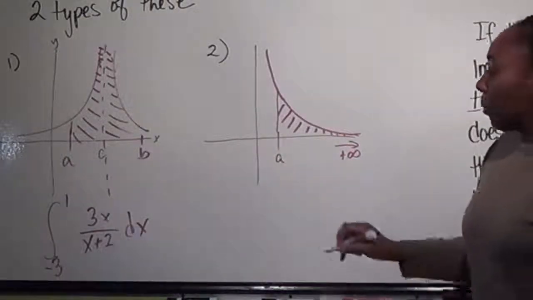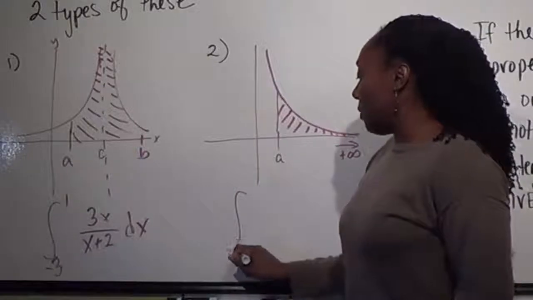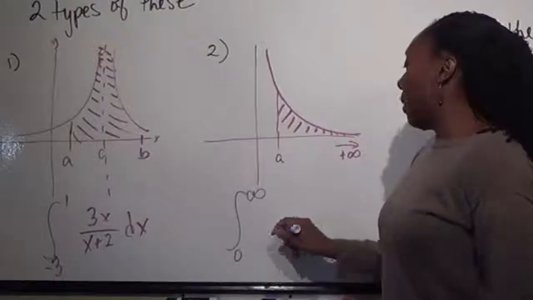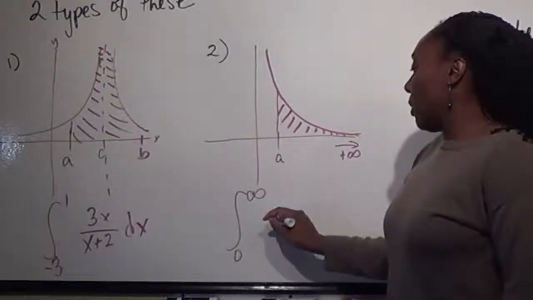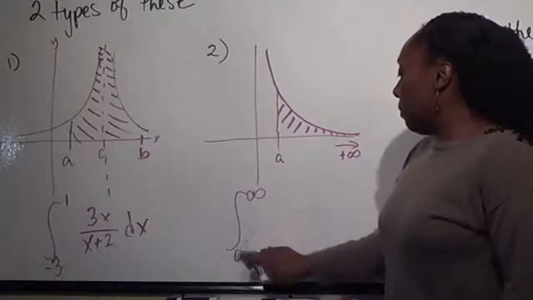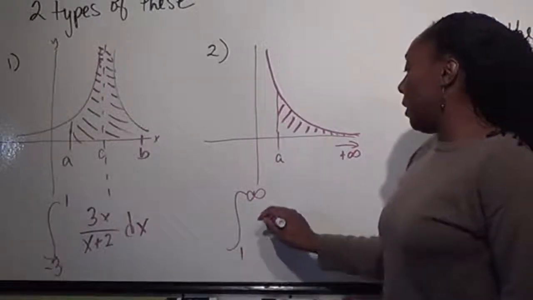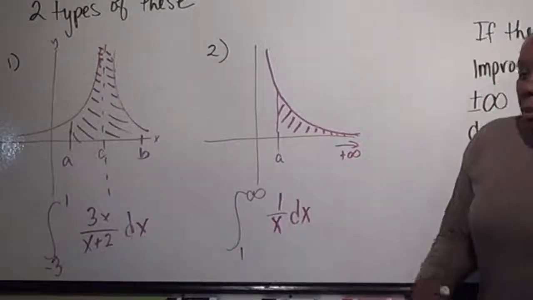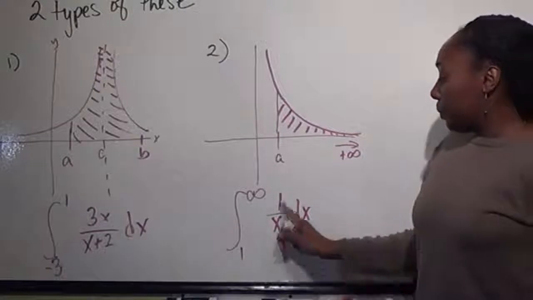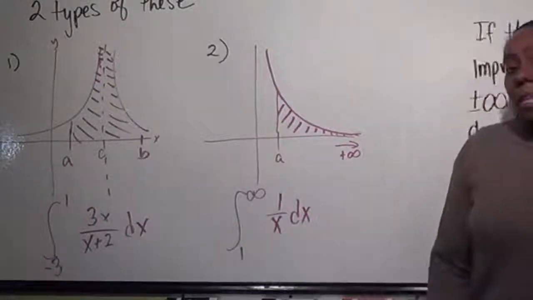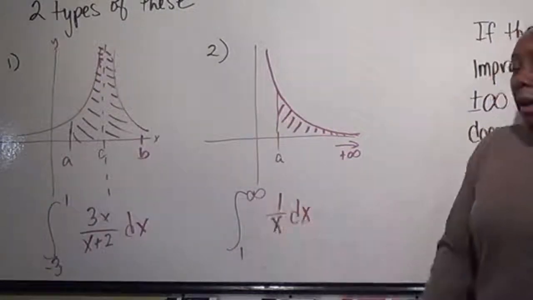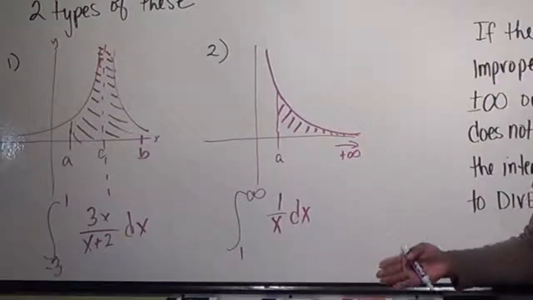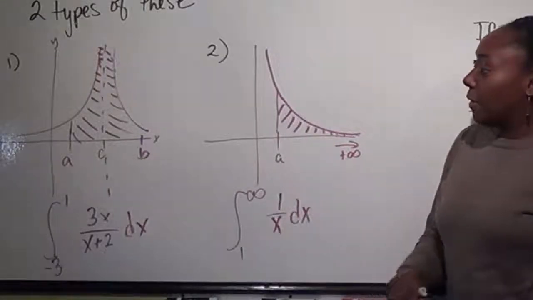In this case here, what we're looking at is more along the lines of something like this, where I have an infinite interval, but my function is defined everywhere. So let's say maybe I'm looking at, we'll go from 1 to infinity of 1 over x dx. Okay. So here we can see my function is only undefined at 0. On the interval from 1 to infinity, it's defined everywhere, but now because I have an infinite interval, I'm looking at the second case.